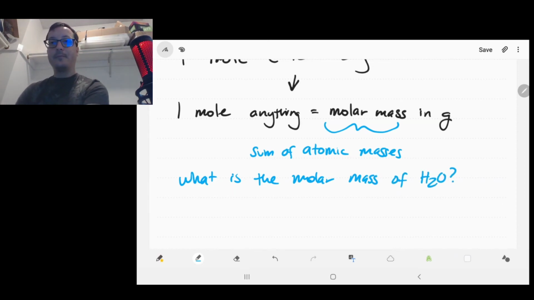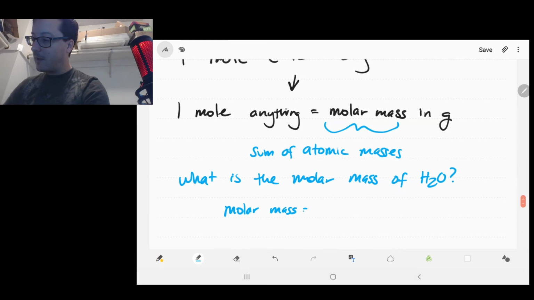Well, we know that each water molecule has 2 hydrogens, 1 oxygen. So the molar mass would be just adding those up. So 2 times the mass of hydrogen plus 1 times the mass of oxygen.